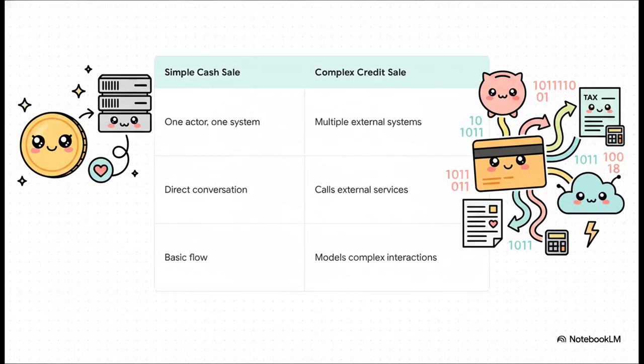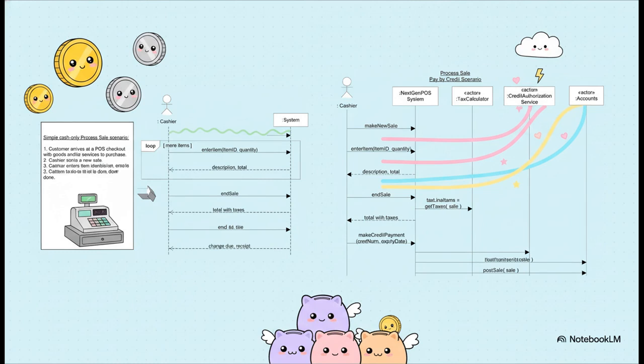Well, the example we just did was a pretty straightforward cash sale, but the real world is often way more complicated. What happens when you have to handle something like a credit card sale, where you need to talk to outside banking and tax systems? And this right here is where the SSD is just brilliant. On the left is our simple cash sale. On the right, the same basic process, but with a credit card. See how we just add more of those lifelines for the external systems? The notation scales beautifully. It lets us visualize these much more complex interactions without making a confusing mess.